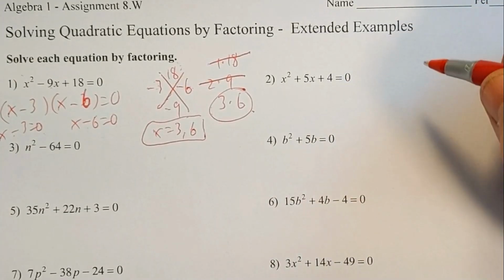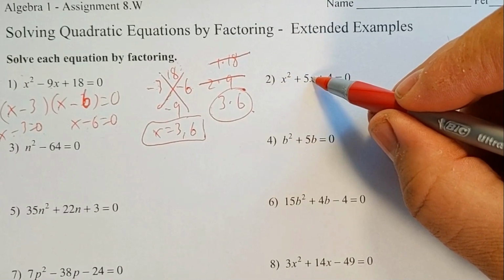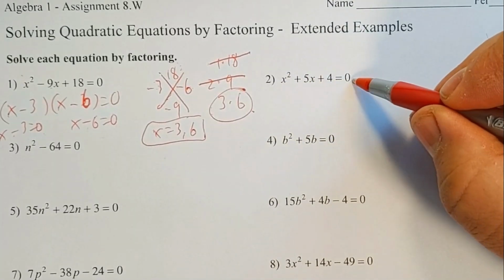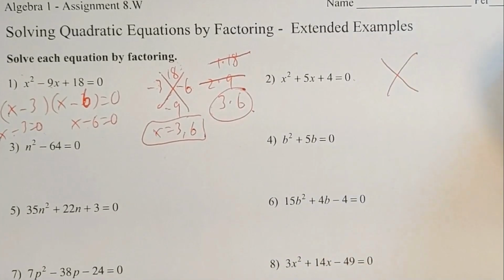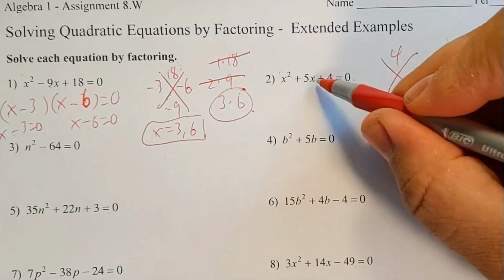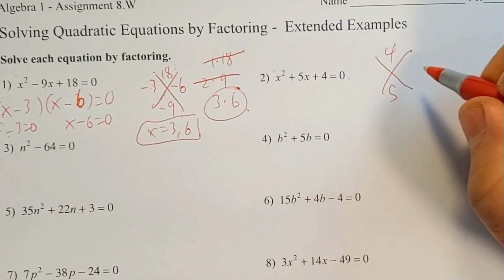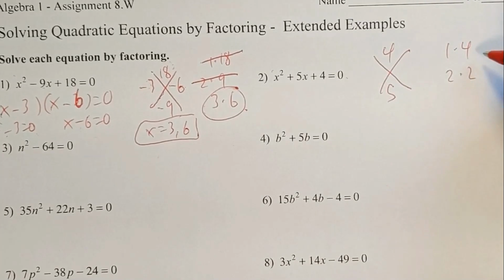Next problem, same process. It's already in standard form: x squared, x, and then the constant. 0 is over here on the right side. This is exactly what you want. Set up your x to organize your information. 1 times 4 is going to be 4. The 5 goes down to the bottom. You're still looking for the factors of 4, and those are the only pairs that'll make 4.